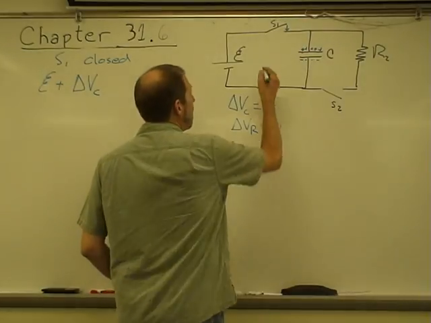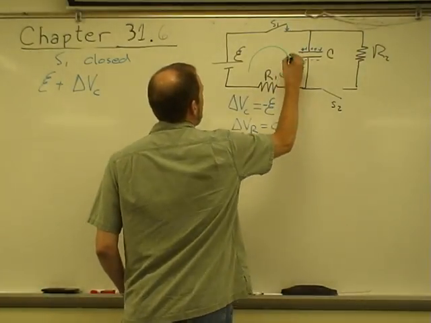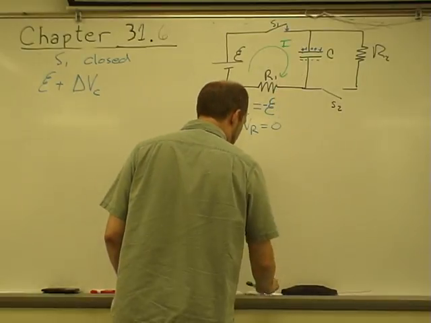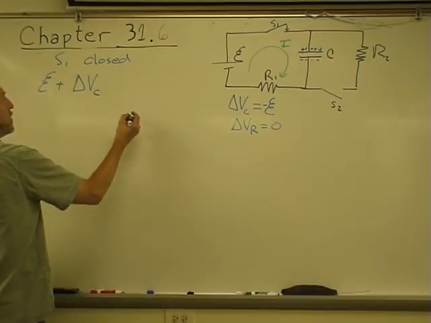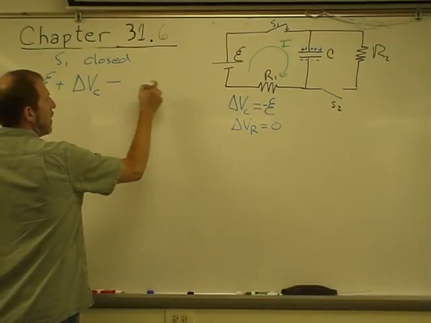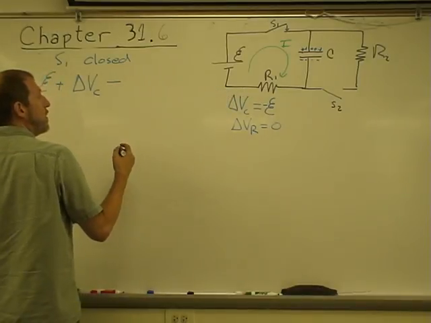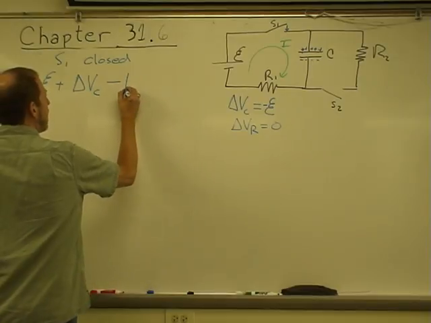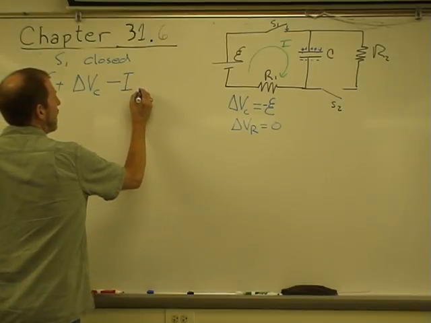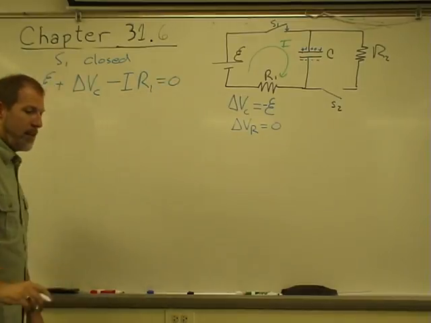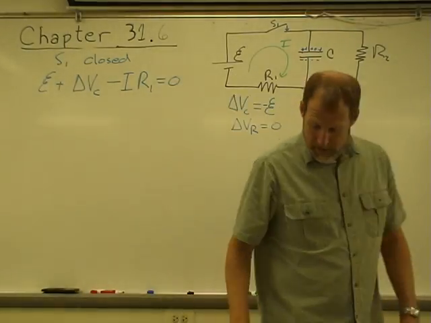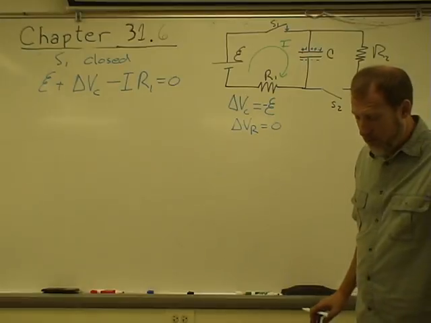I've got one battery driving things, so I'm going to define the current going from positive to negative in the battery. Then the potential will drop over the resistor by I R1. I get back to where I started, and the change in the potential is equal to 0.